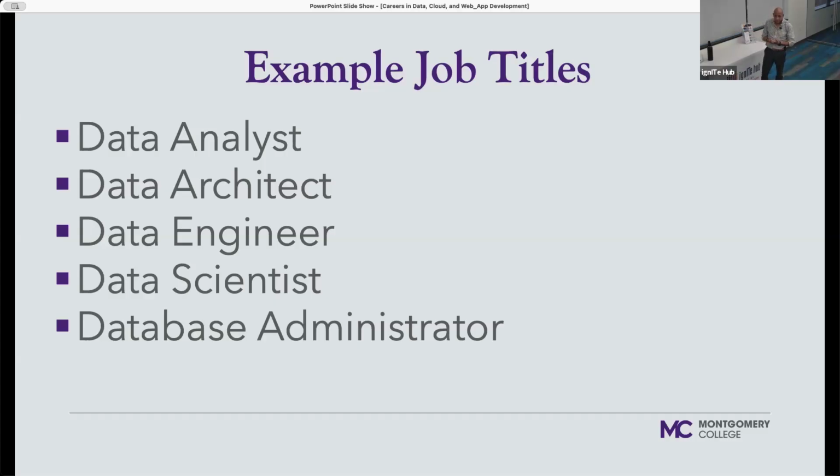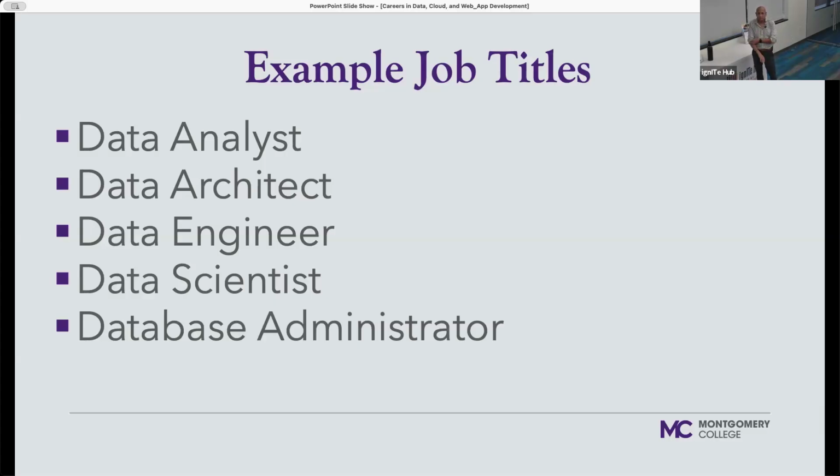There's still the DBAs, there's still database administrators, but again, due to the quantity and the different types of data that now we are collecting, that function had to be broken down. And that's why we looked at the functions on the prior slide. And that's why you have data analysts and data architects, data engineers, data scientists.